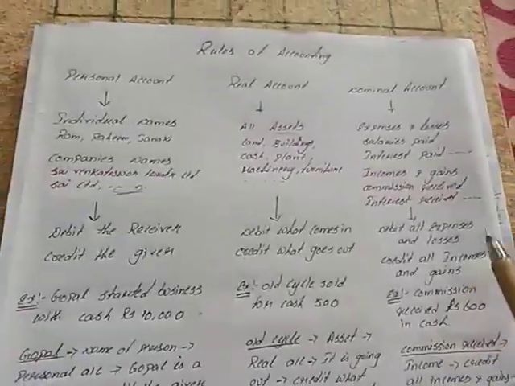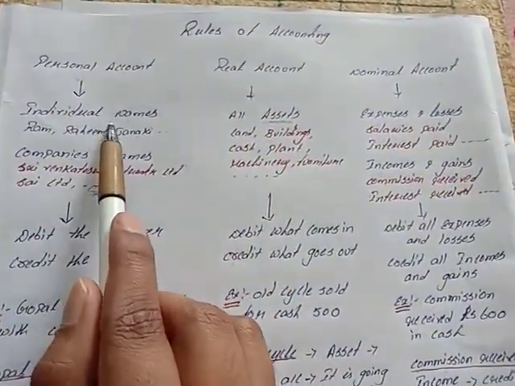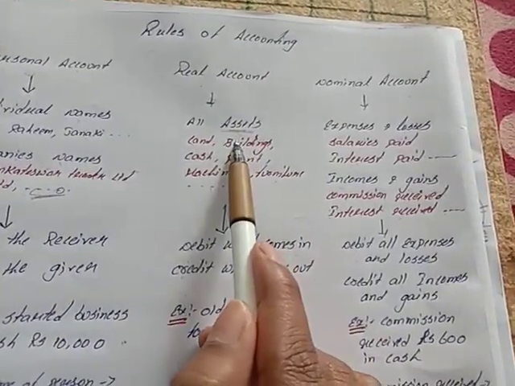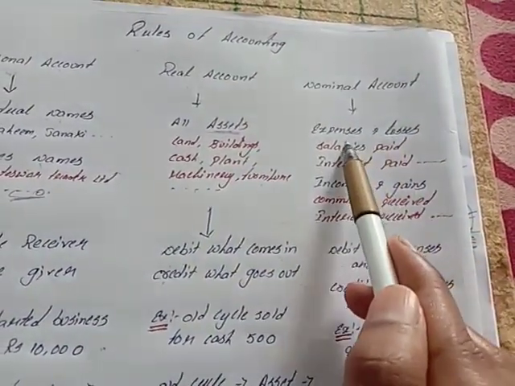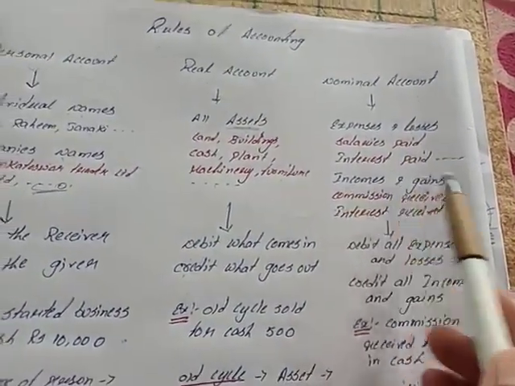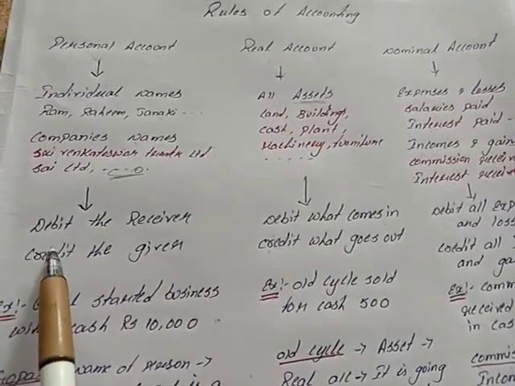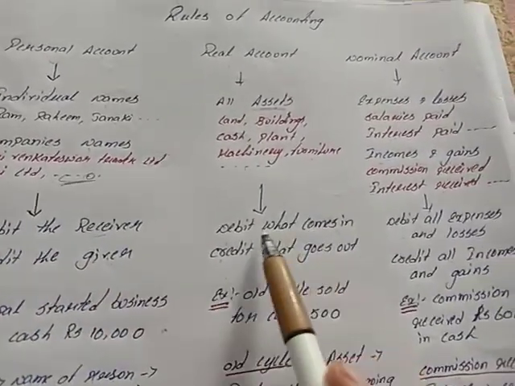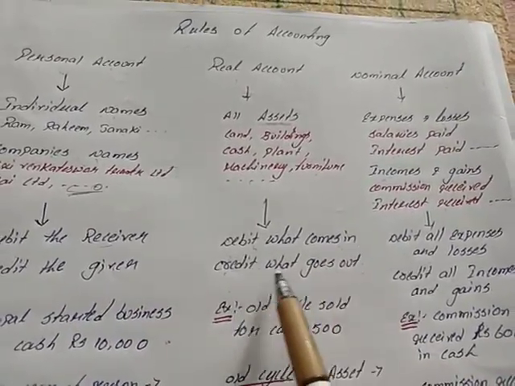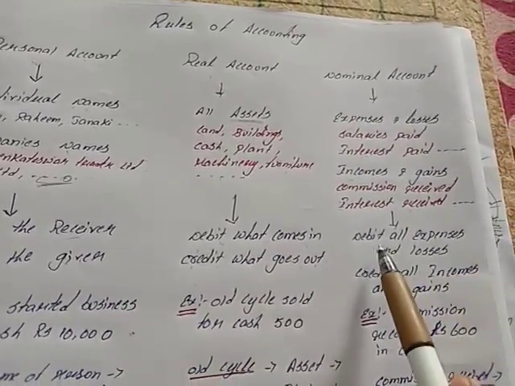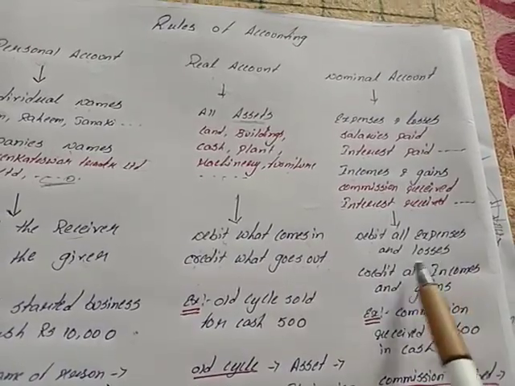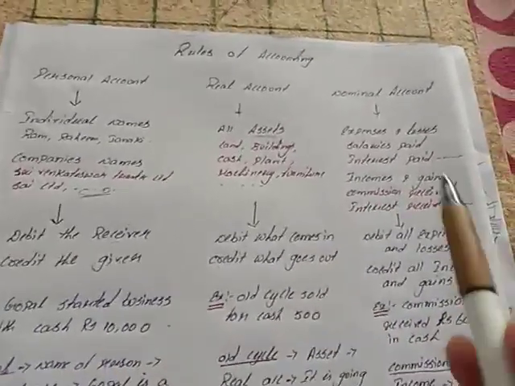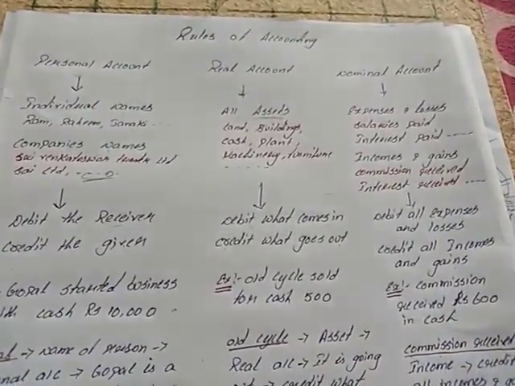Once again, personal account deals with individual names and company names. Real account deals with all assets and nominal account deals with expenses and losses, income and gain. And the rule of personal account is debit the receiver, credit the giver. Real account is debit what comes in, credit what goes out. Nominal account is debit all expenses and losses, credit all incomes and gains. They are the most important rules. You have to remember them.